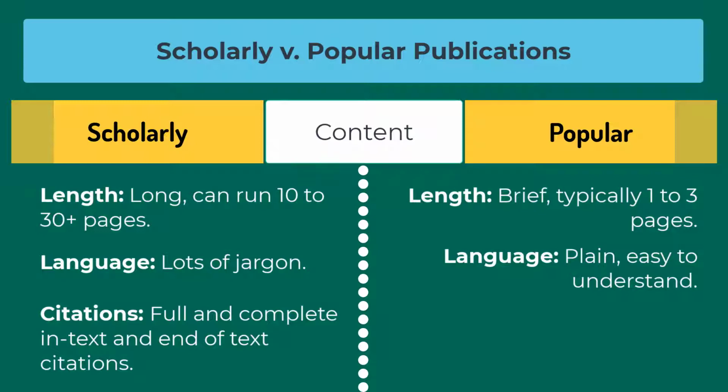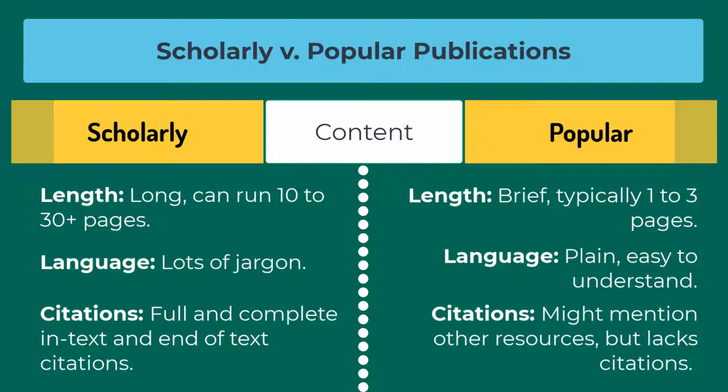Thus, this is standard practice in academic and expert practitioner communities. Articles from popular publications, however, do not often cite their sources. They might refer to a study or something an expert has said, but it is rare to find a popular source with a full and complete citation list.